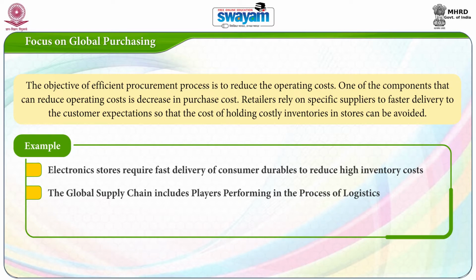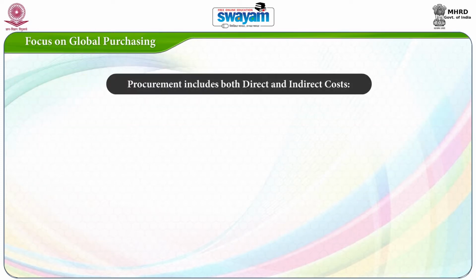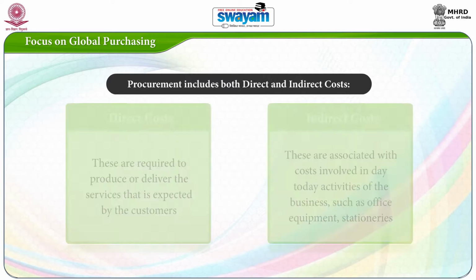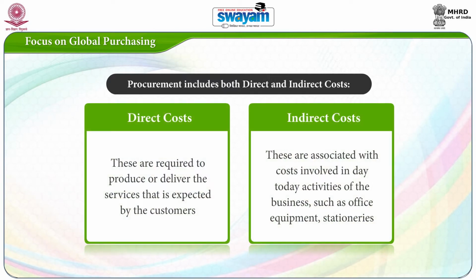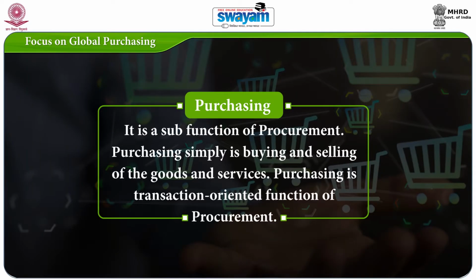The global supply chain includes players performing in the process of logistics, purchasing, operations, and market channels. Procurement includes both direct and indirect cost. Direct costs are those required to produce or deliver the service that is expected by the customers. Indirect costs are associated with the costs involved in day-to-day activities of the business, such as office equipment, stationery, and so on. Coming to purchasing, it is a sub-function of procurement.